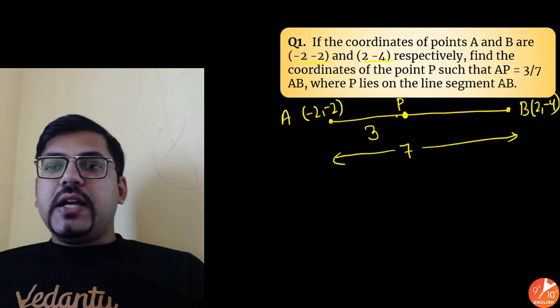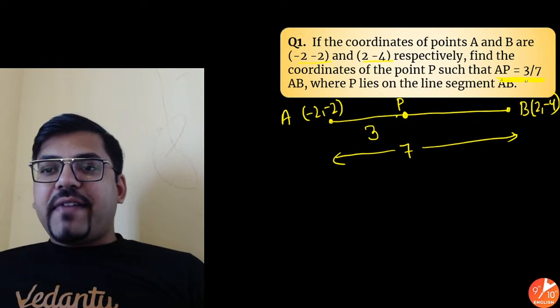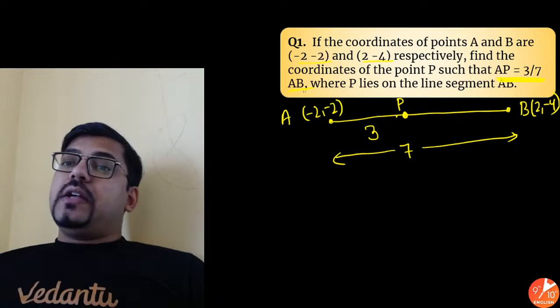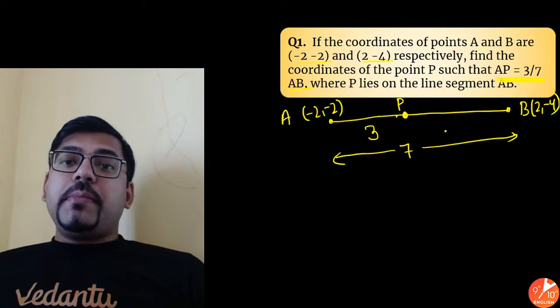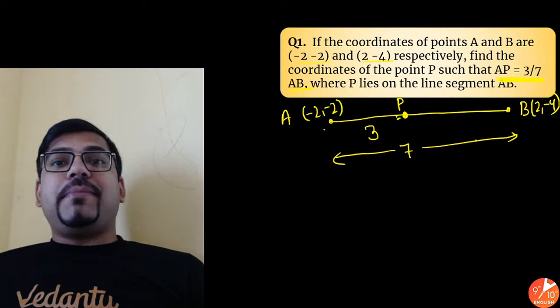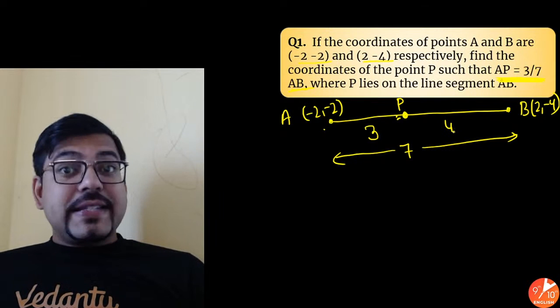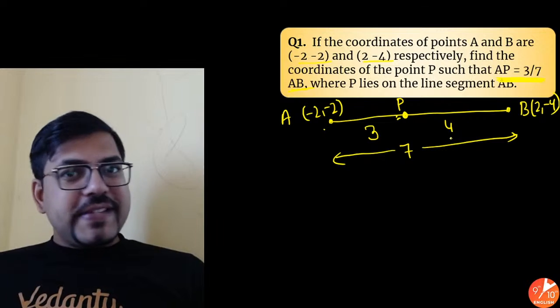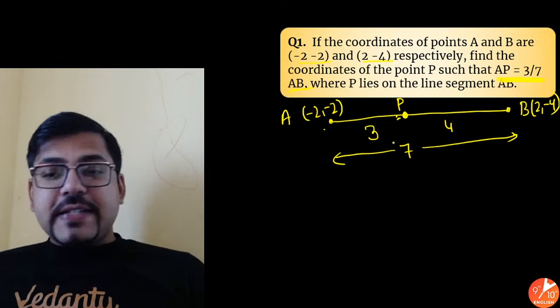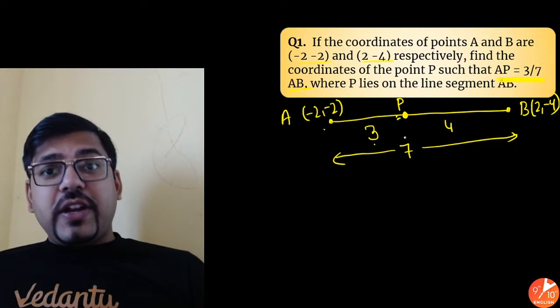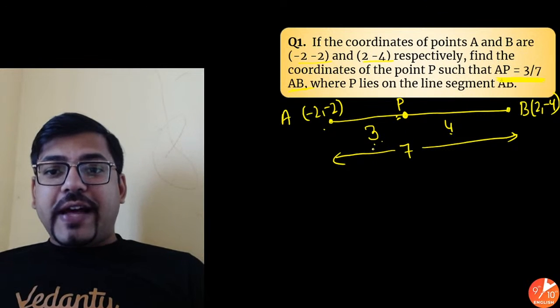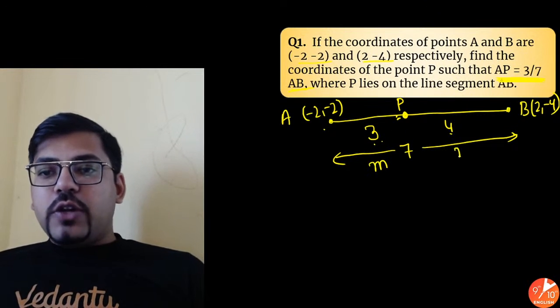See here, AP is equal to 3/7 times AB. 3/7 times AB means what? That 3 parts is AP and 7 parts is AB. This means that the remaining part BP is 4. This is the 4th part, only then could the entire length be 7. This means that 3:4 is the ratio. So here the value of m will be 3 and the value of n is 4.